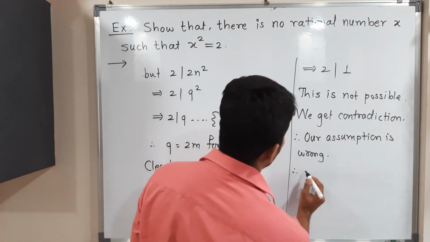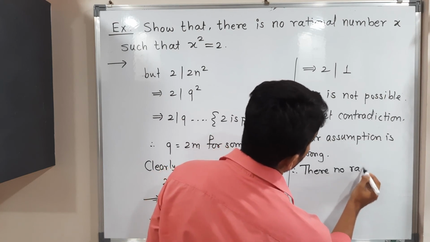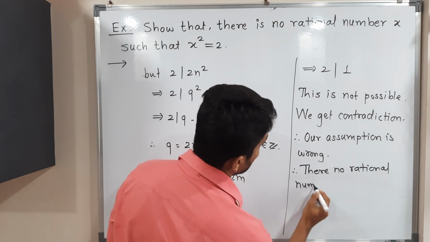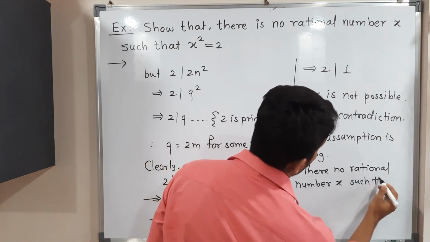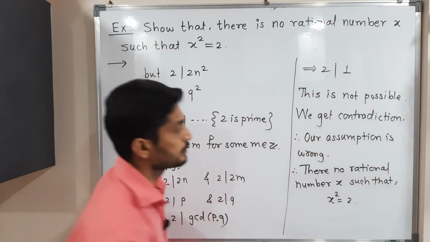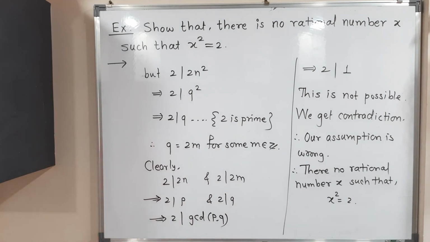So therefore there is no rational number x such that its square is 2. So in this way we have completed this example. Make a screenshot of it. After that we will stop.